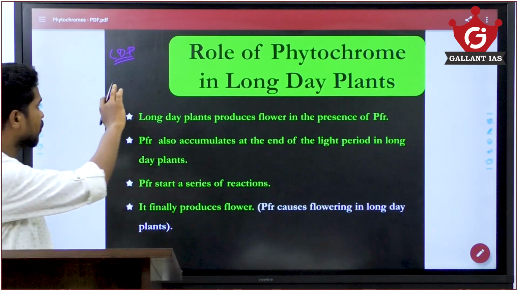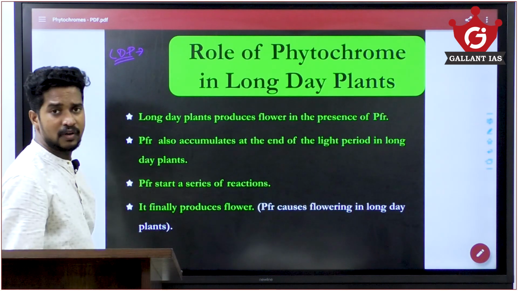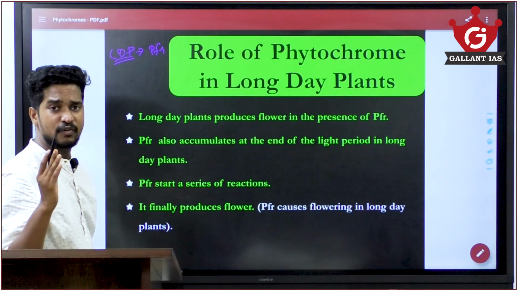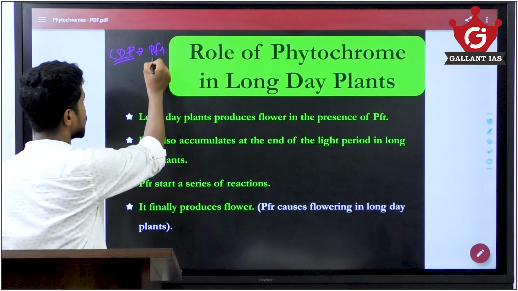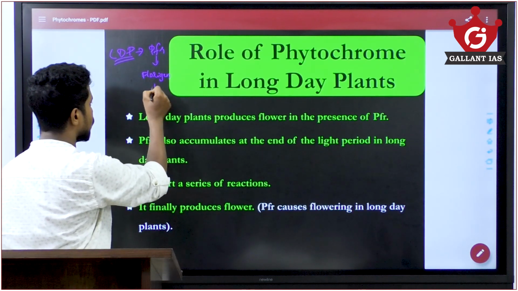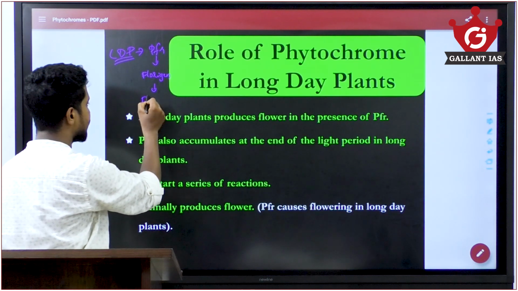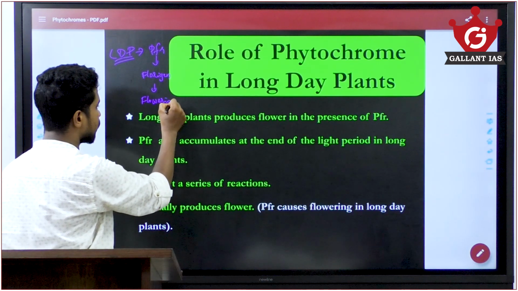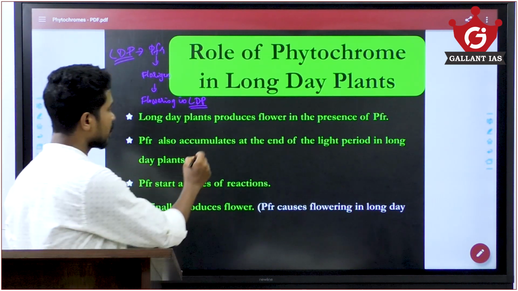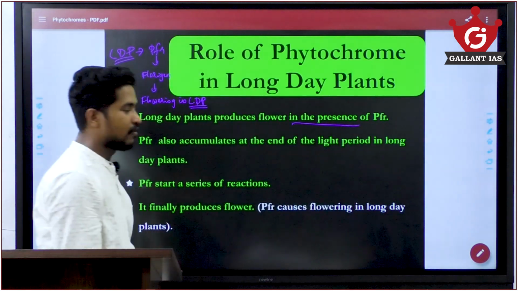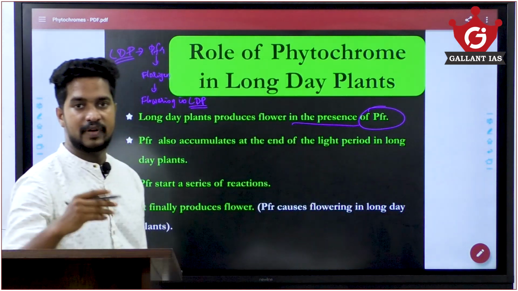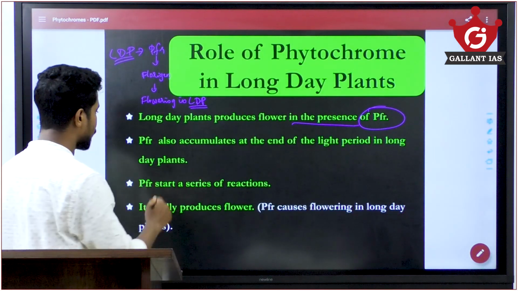From the previous figure, we can say that for long day plants, PFR is necessary for flowering. This PFR activates the flowering and helps flowering in long day plants. So long day plants will produce flowers in the presence of PFR.